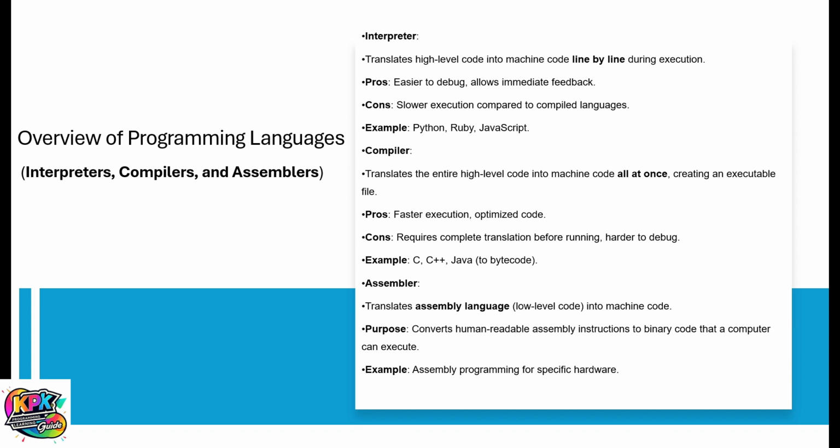Assembler. So the assembler is that which translates assembly language, that is low-level language, into machine language or machine code. The purpose is to convert human-readable assembly instructions into binary codes, that is zeros and ones, that a computer can understand and execute. An example is assembly programming for a specific hardware.